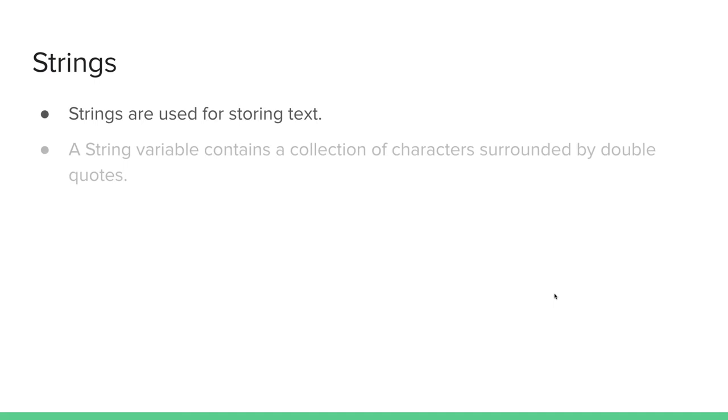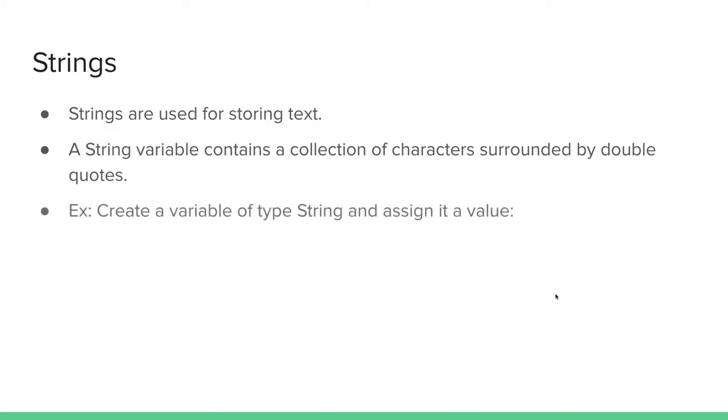Talk about strings. Strings are used for storing text, and a string variable contains a collection of characters surrounded by a set of double quotes. As an example, if we want to create a variable of type string and assign it a value, we can do it in two ways. One, we can say string greeting is hello, again in double quotes.